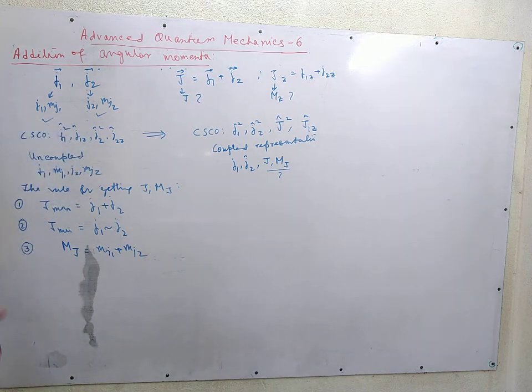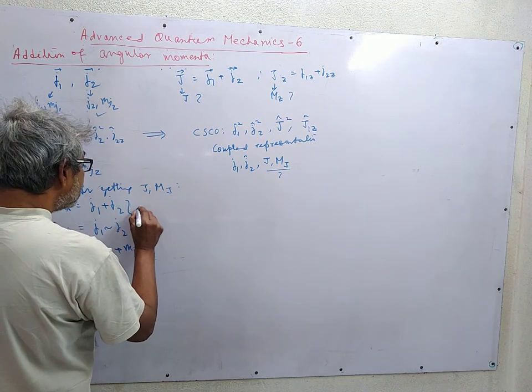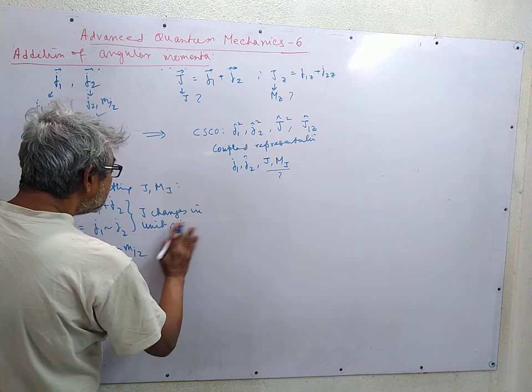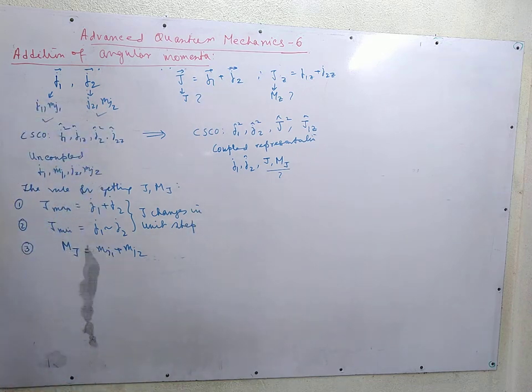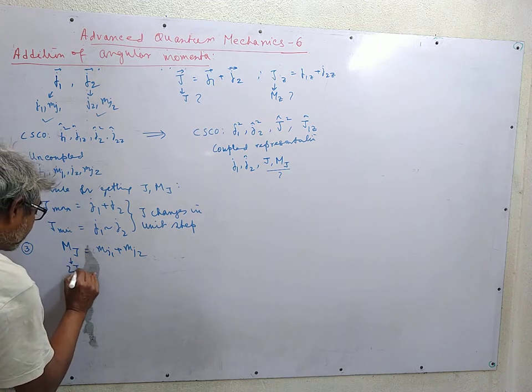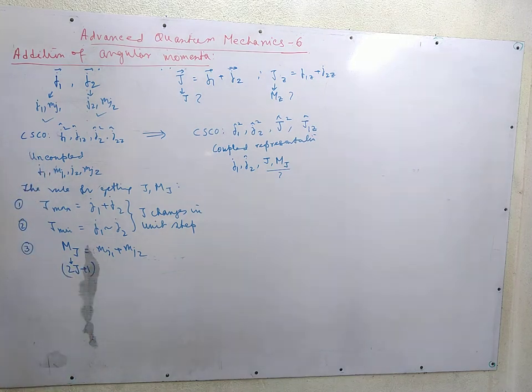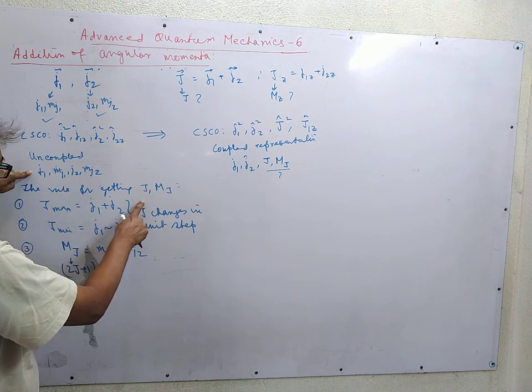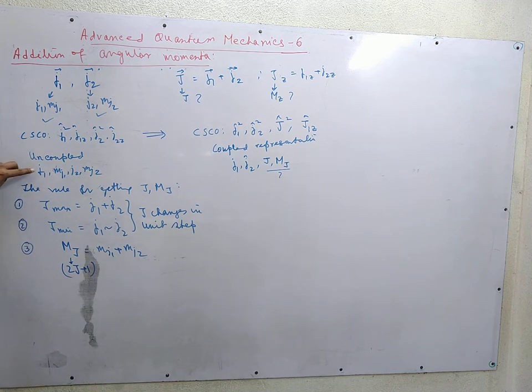The fourth point is that J changes by unity, in unit steps. How many values will there be? There will be 2J plus 1 values of Mj. Of J1 and J2, whichever is smaller, the number of capital J values is related to the 2j plus 1 of the smaller one. That is, if J1 is smaller, then capital J will have 2J1 plus 1 values. If J2 is smaller, then it would have 2J2 plus 1 values.